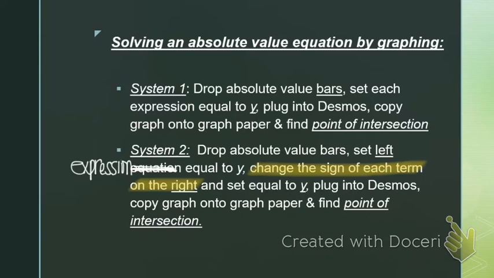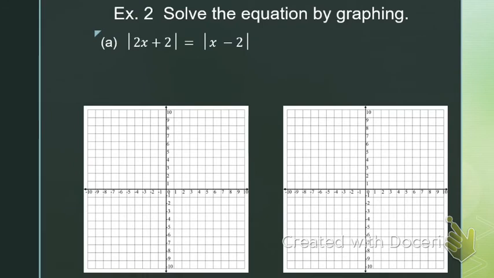Now, this is a lot of words, and some of you do really great with a lot of words. Some of you are like, Ms. Johnson, you lost me a long time ago. All right, so let me make this as simple as I can. Look at example 2. It says solve the equation by graphing, and it is clearly an absolute value problem. You'll also notice in your notes, you've been given 2 graphs for letter A. Do you see that in your notes?